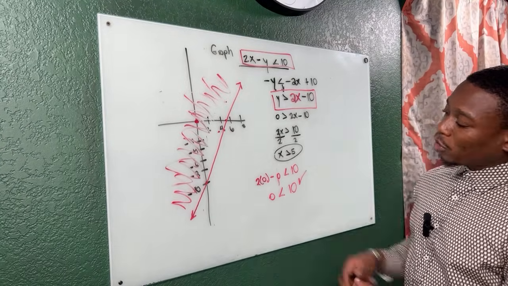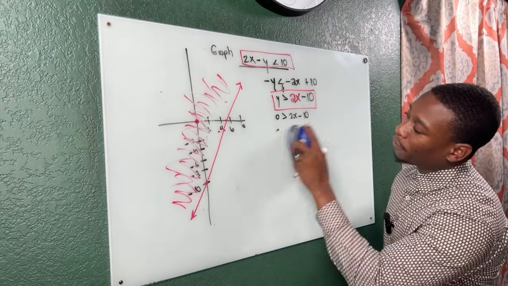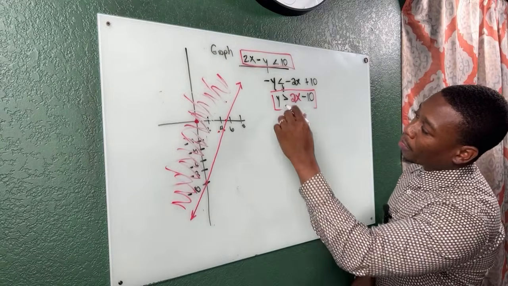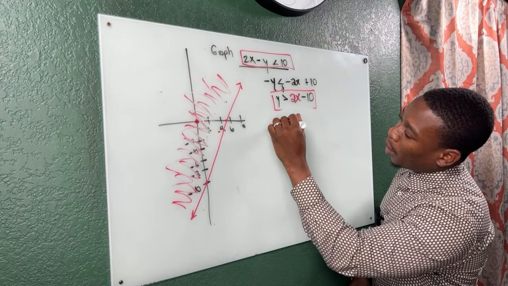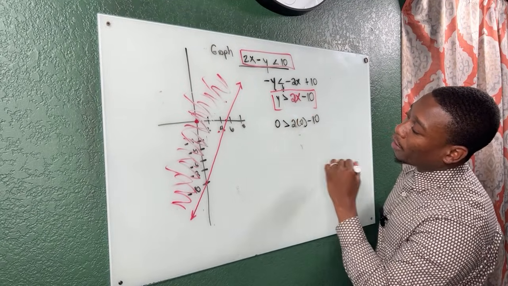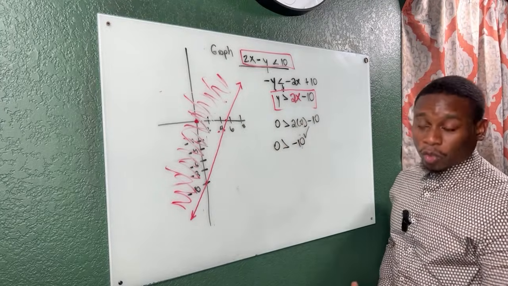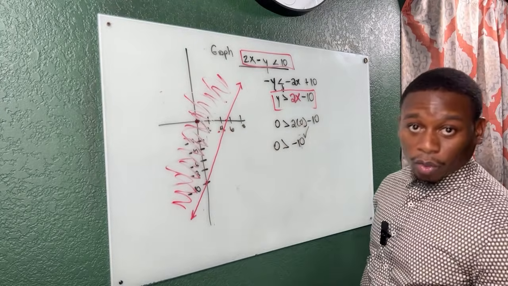Now, if you use the slope intercept form as well, it's the same thing, family. So let me show you. We have 0 for y is greater than 2 times 0 minus 10. So we're saying 0 is greater than negative 10. That is true. So we're going to shade where 0, 0 is.